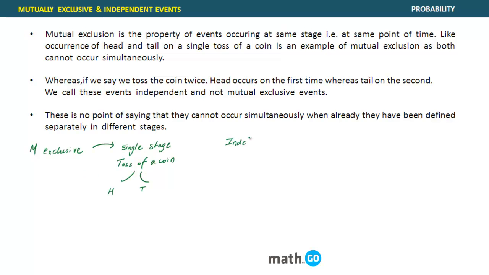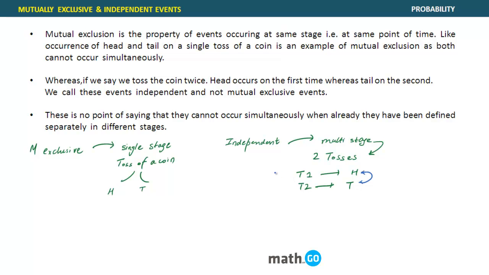Whereas independent events are a multi-stage event case, or you can say a multi-level event. A multi-level event means that it will be occurring over a period of time. For example, now a single toss will not be done. Two tosses of a coin will be done. This makes it multi-stage. So at toss 1, let's say, a head will occur. At toss 2, a tail will occur. Now these head and tail are called independent of each other. They will not be called mutually exclusive.